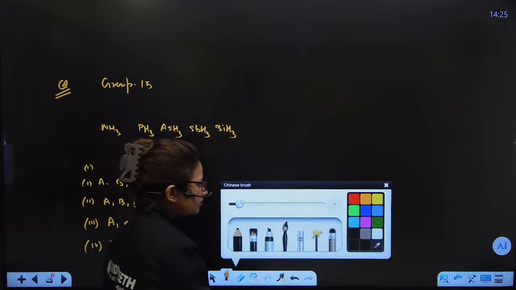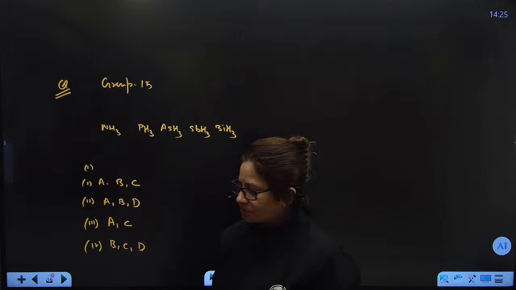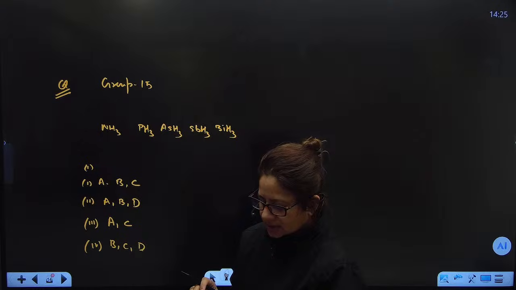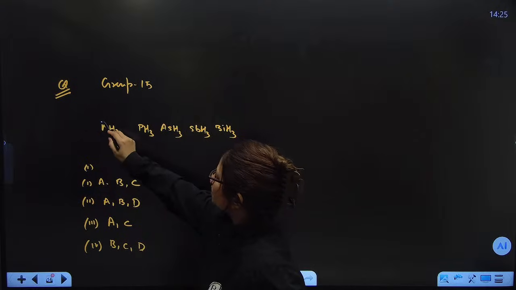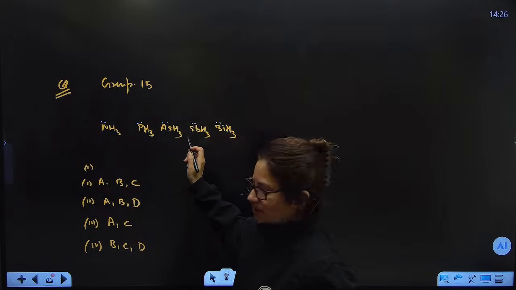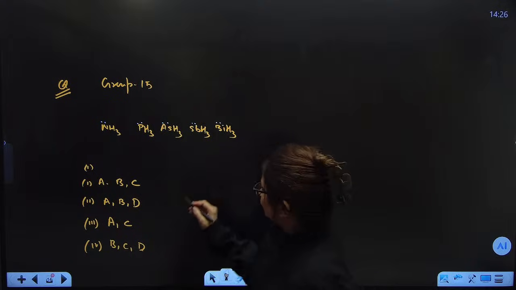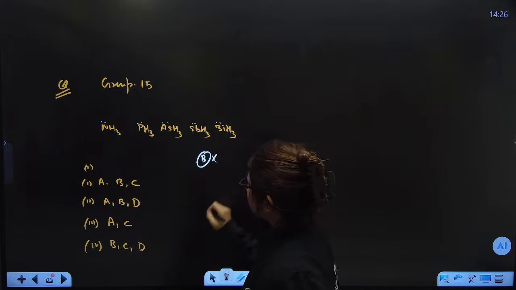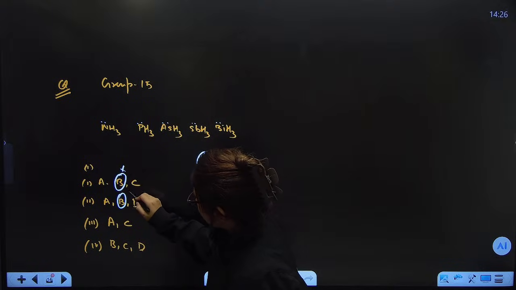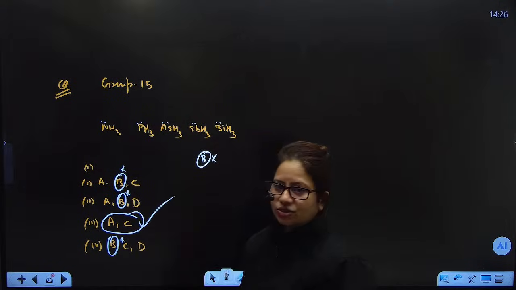See, in such type of question, rather than analyzing every single statement, we just have to go with the options. So in the second statement, they have given basic nature increasing down the group. Basically, it's wrong because the lone pair donating tendency is decreasing due to the inert pair effect. So here, basic nature increasing down the group is wrong, means B is wrong. And we have to identify the right one. So B is wrong, and we are left only with A and C, and that should be the answer.